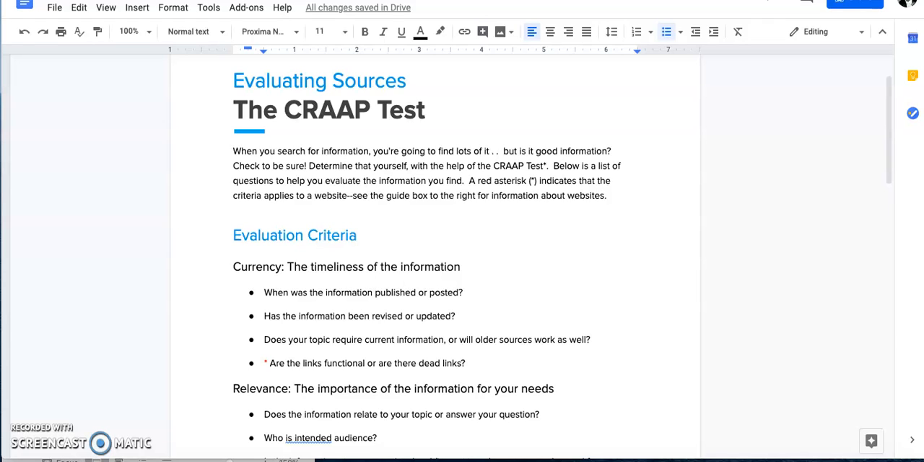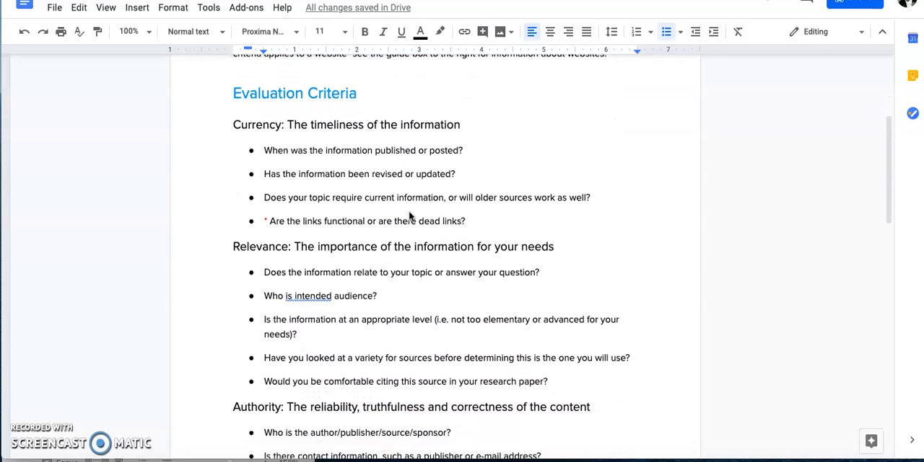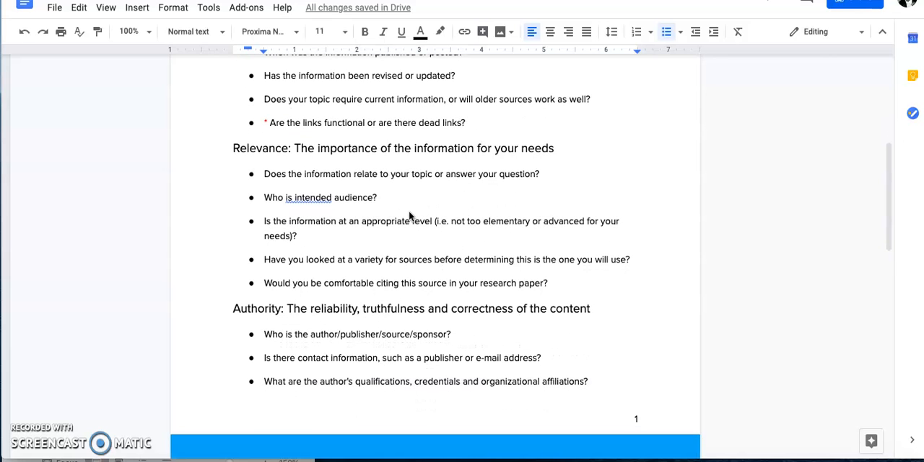And that starts with currency. Is the information recent? You don't want information that's old or outdated. You want to try to get stuff that is as recent as you can. Relevance, important to what you need. This is really a big point for us. You're going to establish a point in your topic sentence, and from there, the evidence needs to relate to that. Not something that's still on the topic but not directly related to your point, but directly related to the point you're trying to establish.